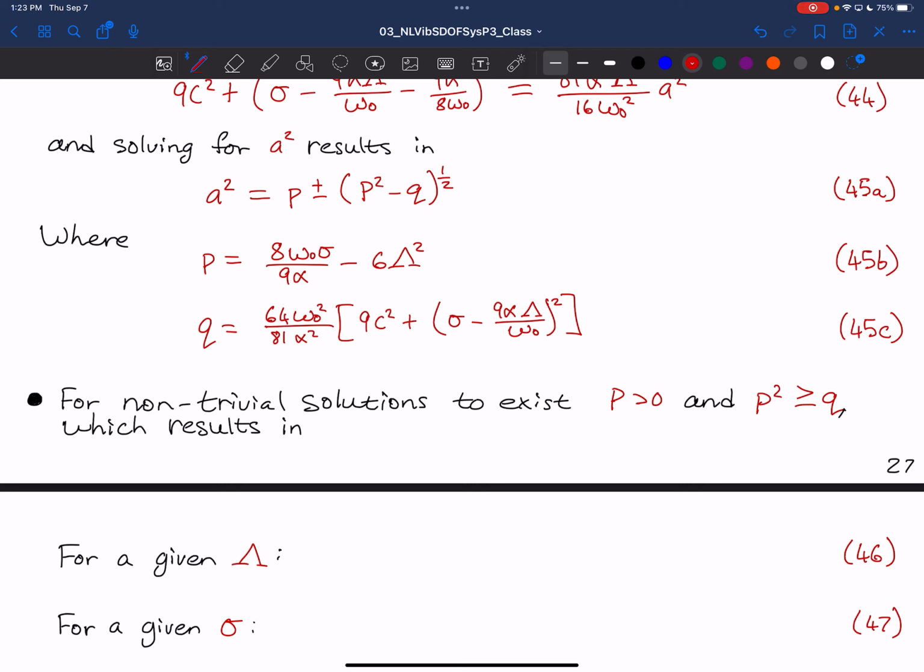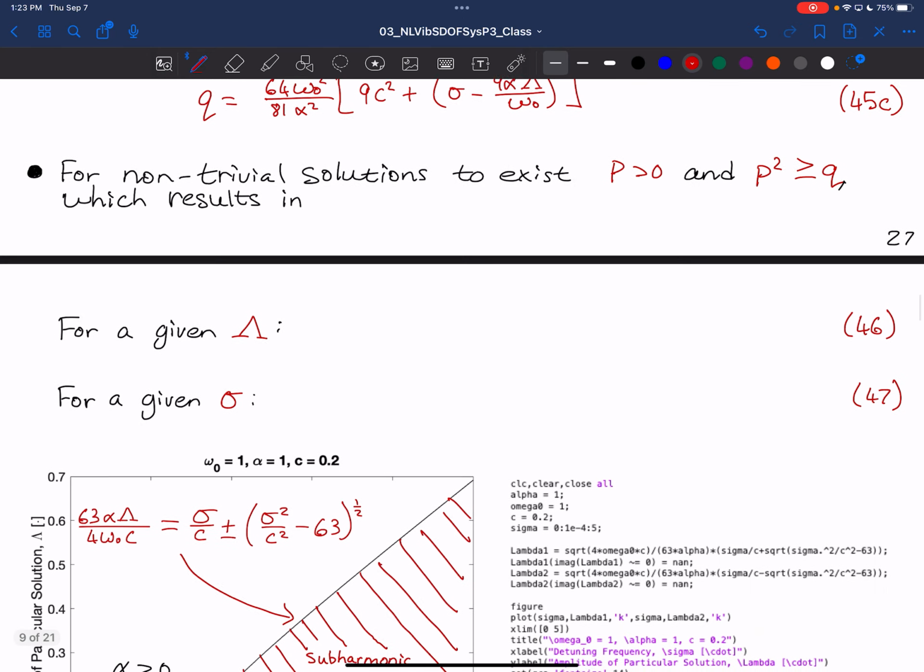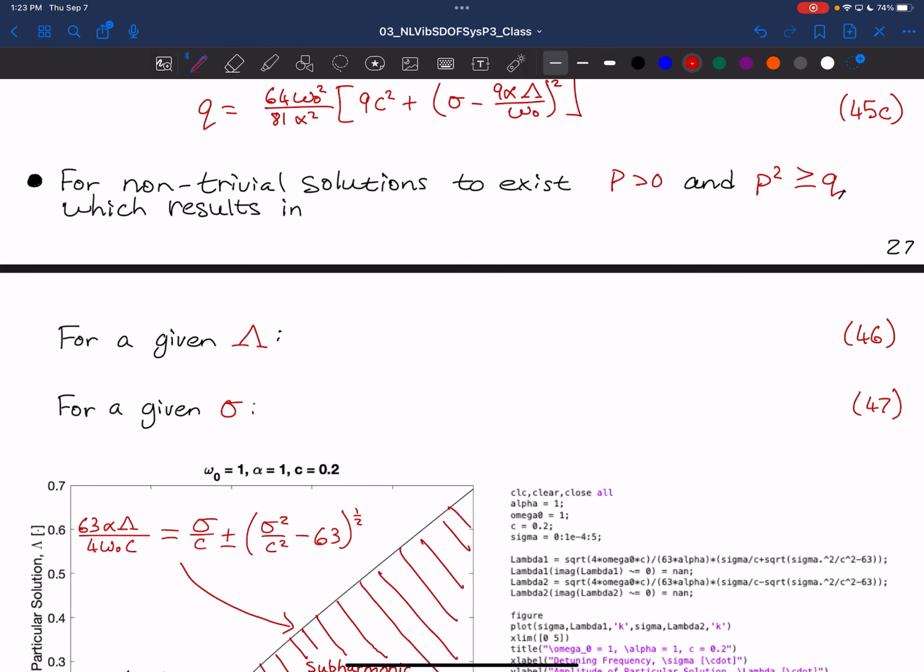Okay, so for non-trivial solutions to exist, we must have that p is greater than 0, and we also have to have that p squared is greater than or equal to q. And so what this then results in is that if you're given a value of lambda, we can find that sigma must be less than or equal to 2c squared times omega 0 divided by lambda squared plus 63 alpha times lambda squared over 8 omega 0.